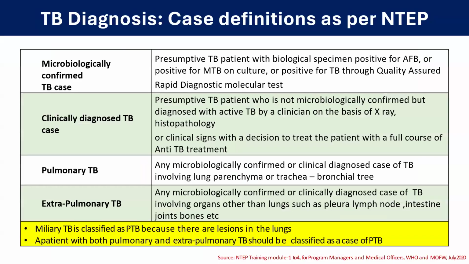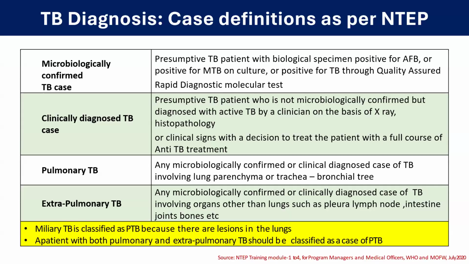So if you look at the TB diagnosis, some of the case definitions as per the NTEP. A microbiologically confirmed case is a presumptive TB patient with a biological specimen positive for acid-fast bacilli, or positive for MTB on culture. A clinically diagnosed TB case is a presumptive TB patient who is not microbiologically confirmed but is diagnosed with active TB by a clinician based on X-ray, histopathology or clinical signs, with a decision to treat the patient with a full course of anti-TB treatment.